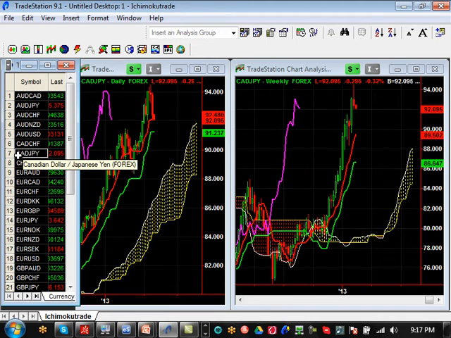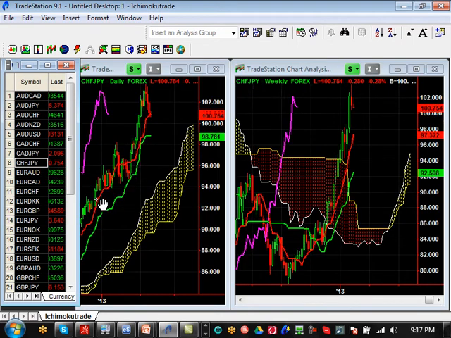CAD yen, just like all the yen pairs, barely enough pullback. Minor pullback level is going to be about 91.23. Major one we're looking for, or two of them, is 89.50 and 86.64. 86.64 is kind of asking too much, but we're going to shoot for it.